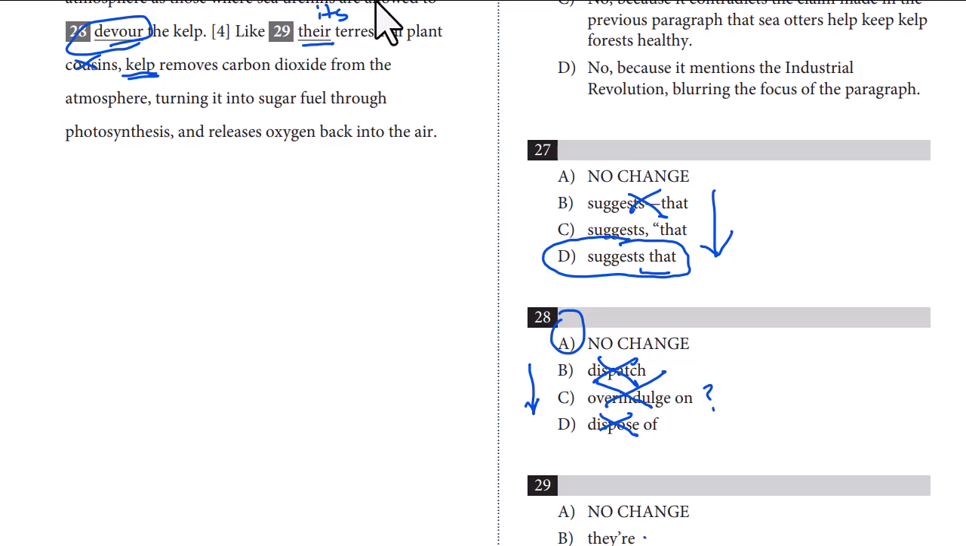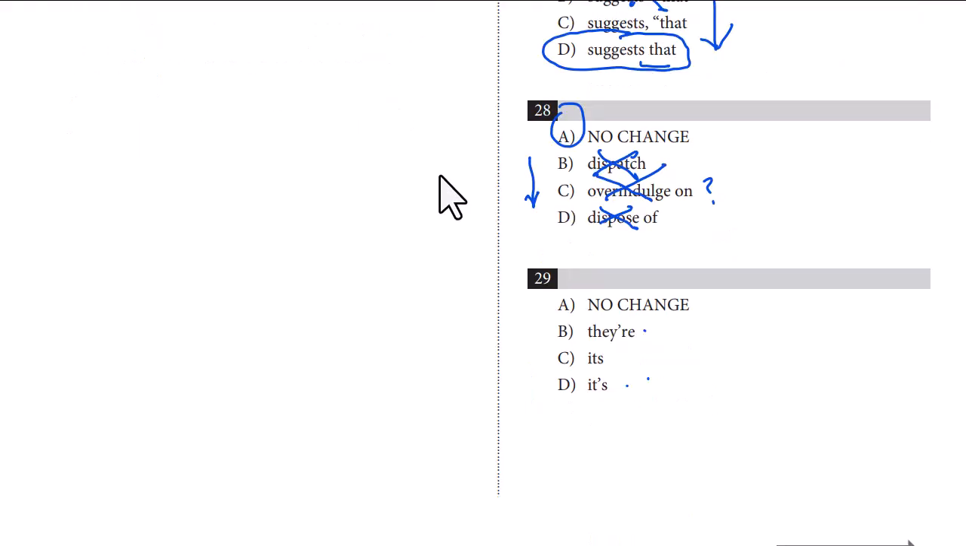So like its terrestrial plant cousins, that is the kelp's terrestrial plant cousins, kelp removes carbon dioxide. So I think it's singular, possessive, because it owns the terrestrial plant cousins. It's not "there" or "they're." It's going to be singular, possessive. C is the correct answer for 29.